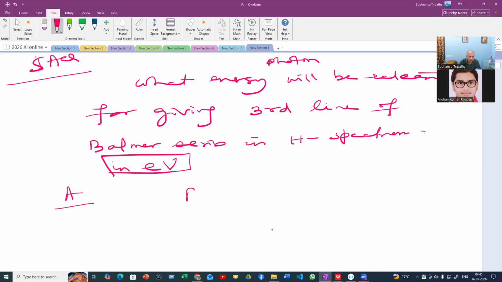So E1 is equal to minus K Z square by n square. K is 13.6. Did you get the answer? Sir, minus... No, no, no. The answer is 2.856 electron volt. The answer cannot be minus. Sorry, sir. 2.856 electron volt. The difference is always taken in this way: the higher shell minus the lower shell, not the lower shell minus the higher shell. That will give you a negative difference. The difference between two things must be positive.